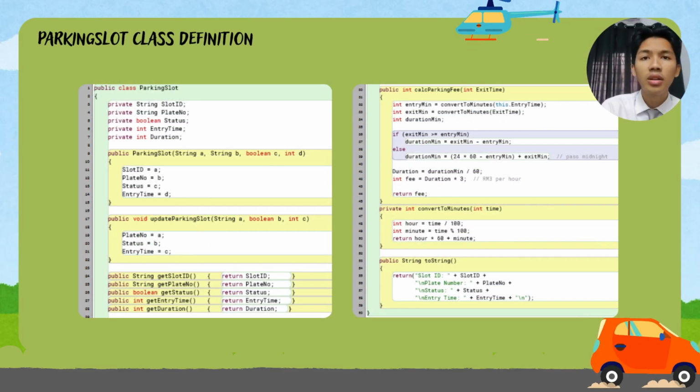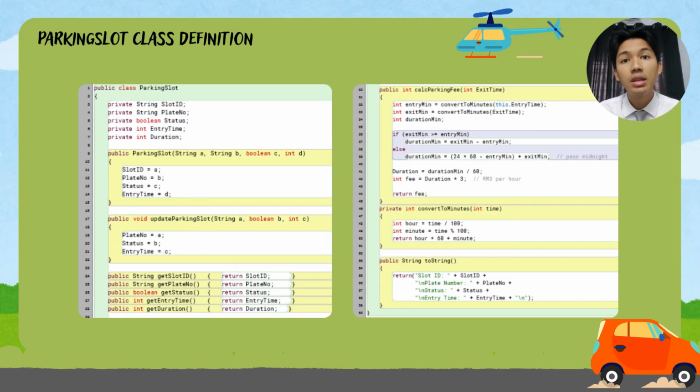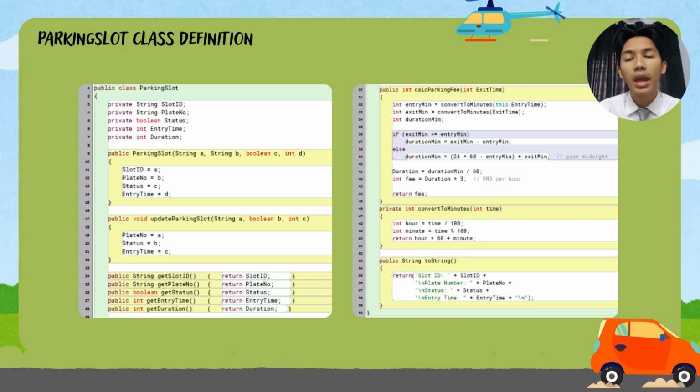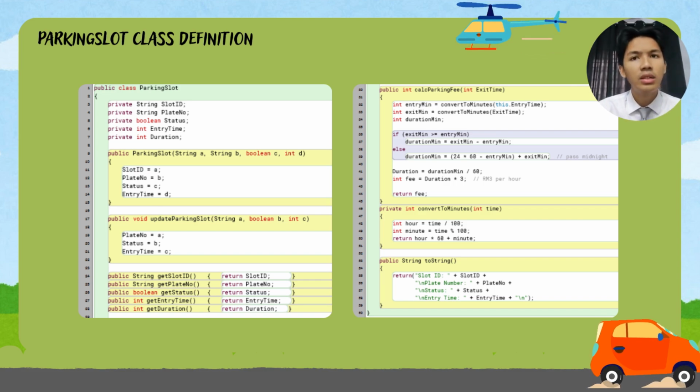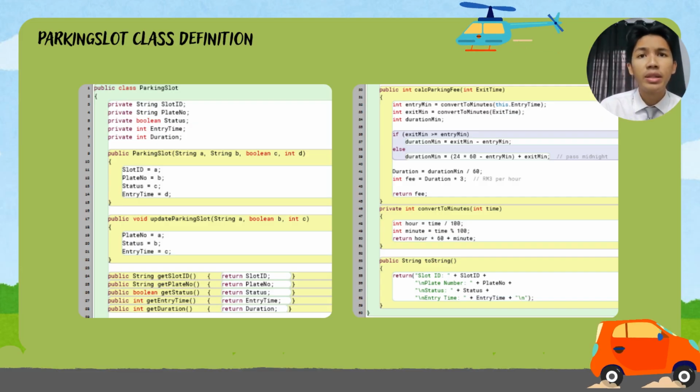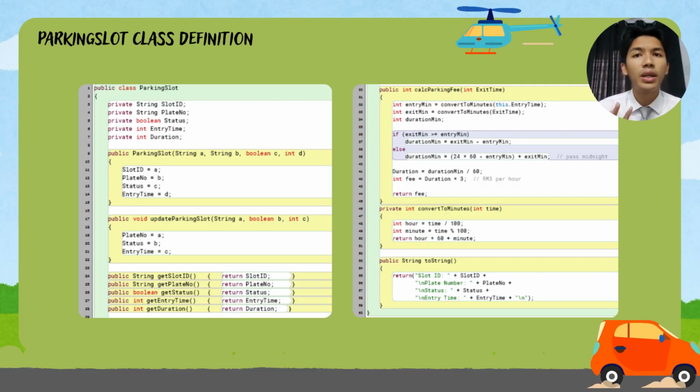Next is the parking slot class definition. This class represents one parking slot in the system. Each parking slot stores vehicle number plate, entry time, exit time, and parking status, whether occupied or empty. This class contains a constructor, getters and accessors, methods to calculate parking duration and fees, and a toString. So each object of parking slot represents one car in one parking space.